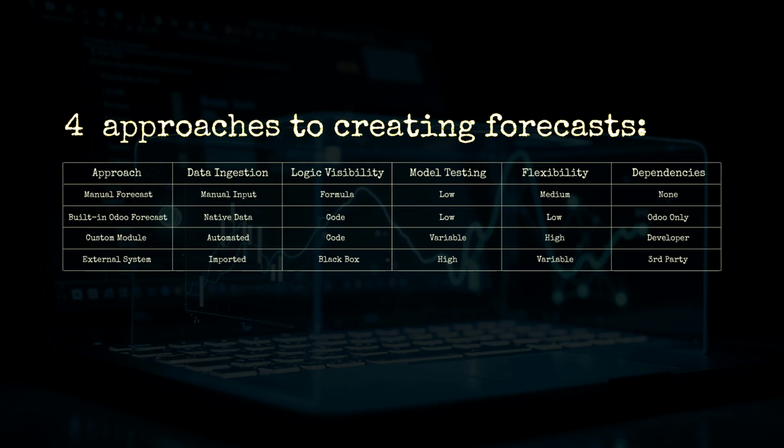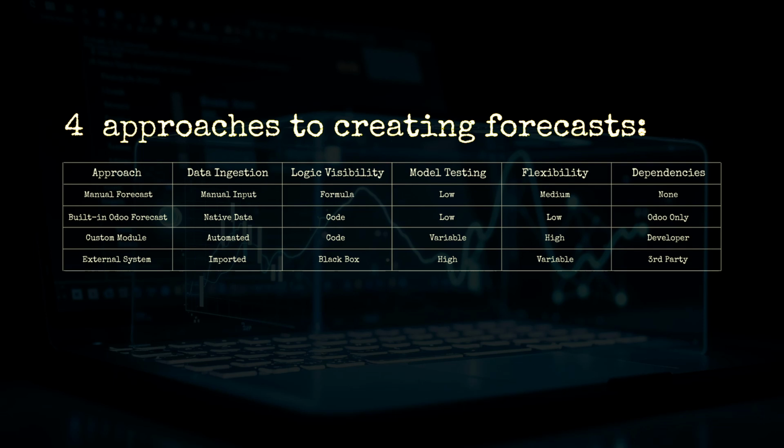As you can see here, these approaches differ mainly in how much control, transparency, and flexibility they offer, especially when it comes to data ingestion, model logic, and testing. Each of these approaches has its own pros and cons. Built-in Odoo forecasts are easy to use and well integrated, but they're often limited in flexibility and customization. Custom modules give you control, but they take time to develop and maintain. External systems can be powerful, but they introduce extra complexity and dependencies.